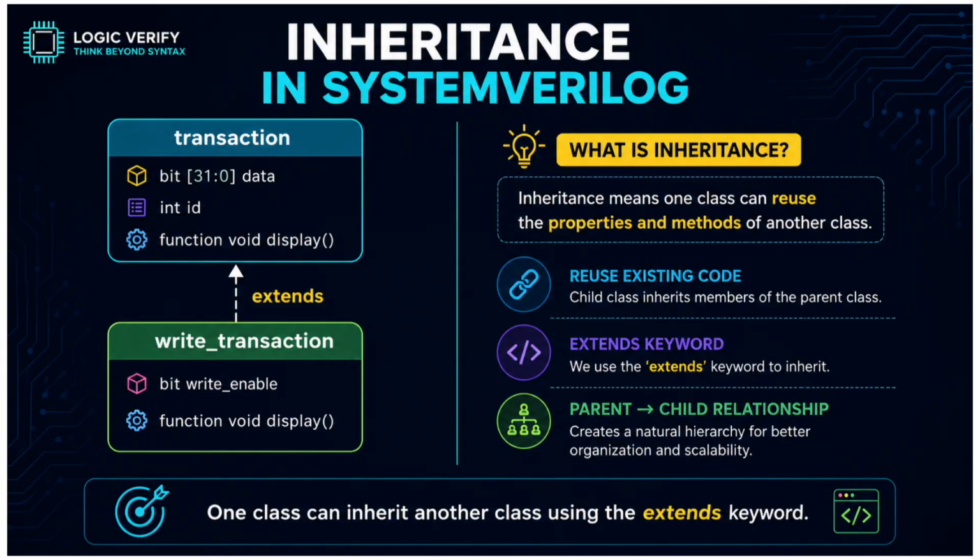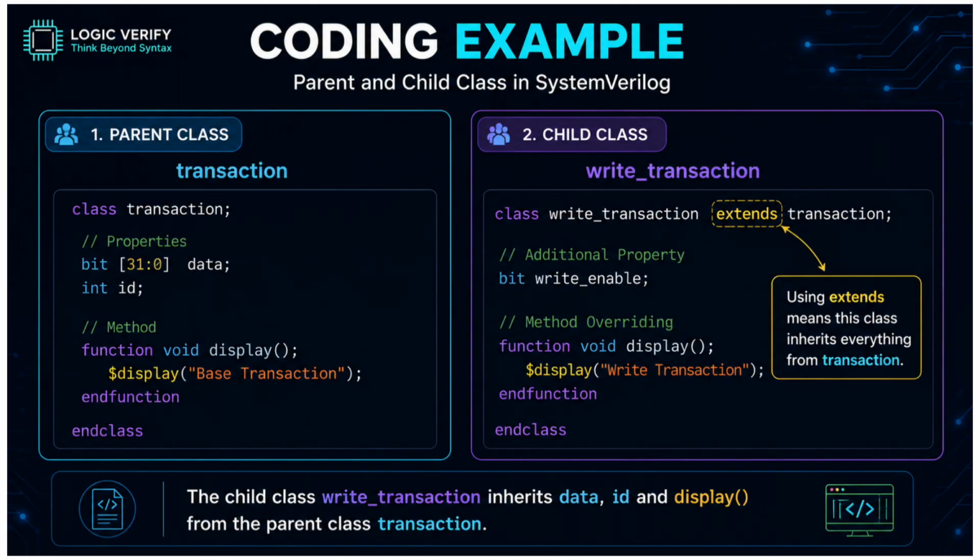Let's understand inheritance in SystemVerilog in the simplest way possible. Inheritance means one class can reuse the properties and methods of another class. In SystemVerilog, we use the keyword extends. Now let's see the coding part.